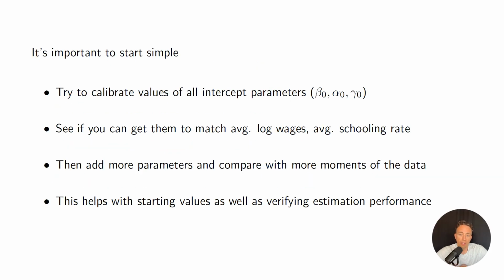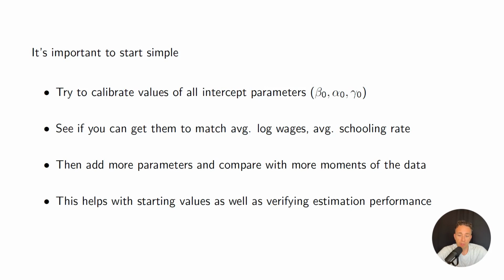And one thing that Michael Keane suggests that I definitely agree with is to start simple and to calibrate the parameters by hand. This somewhat relates to our previous video about understanding how the model works, where we're tinkering with the parameter values to see how that changes the solution of the model. Here, we want to start by calibrating parameter values for the constant terms that will match the average values of the variables in the model.